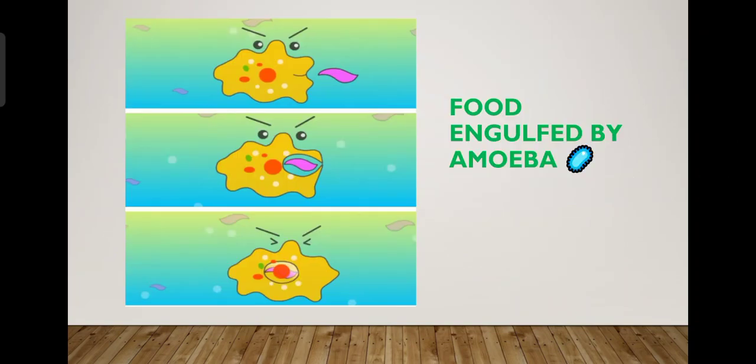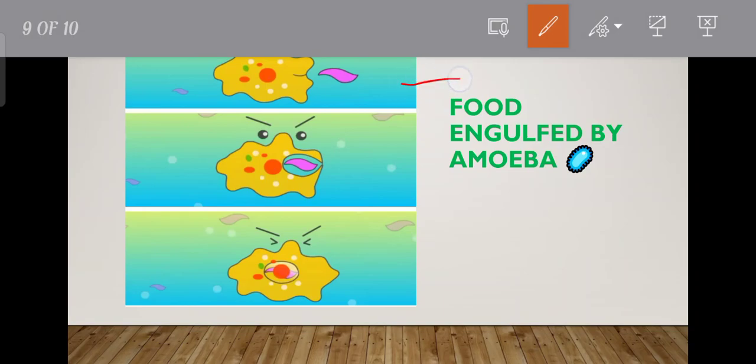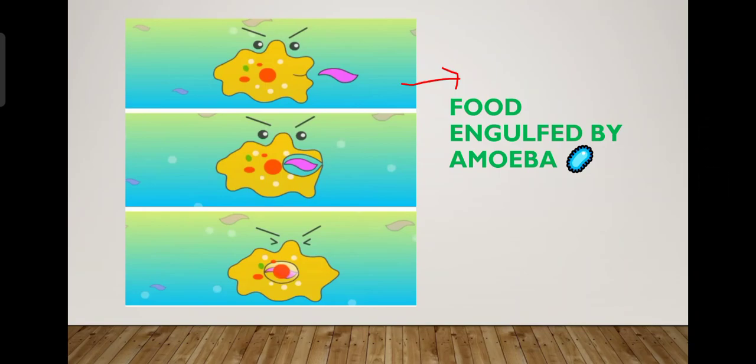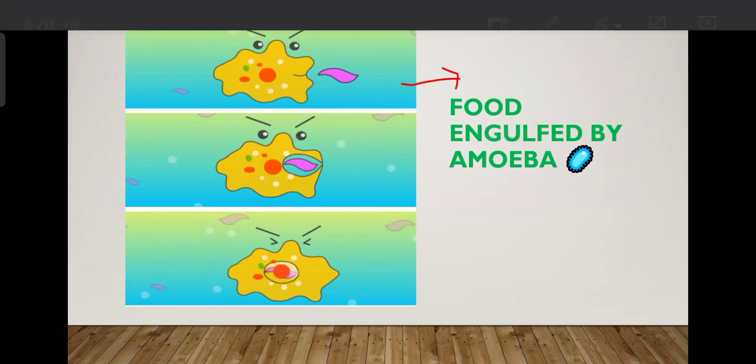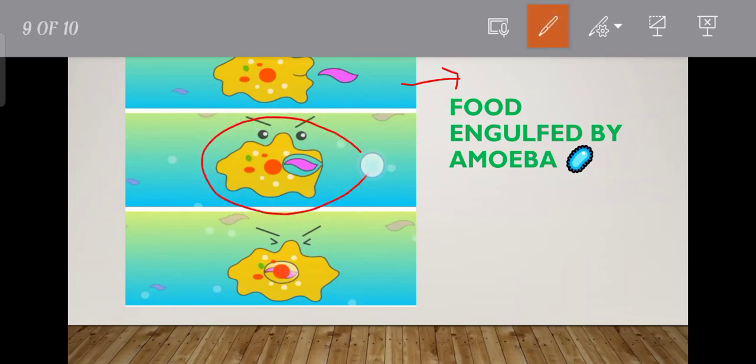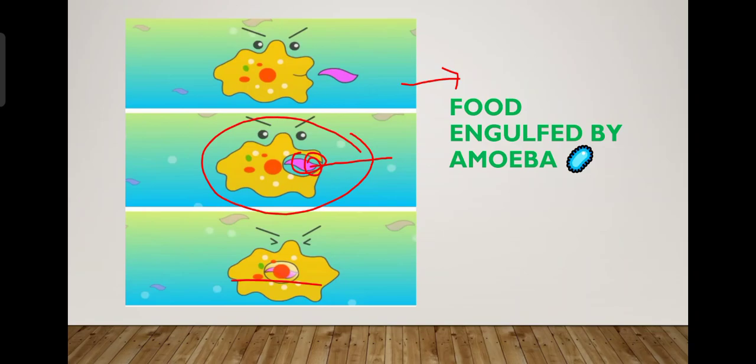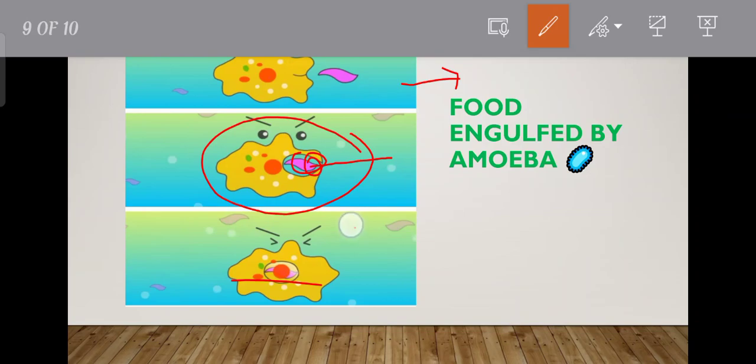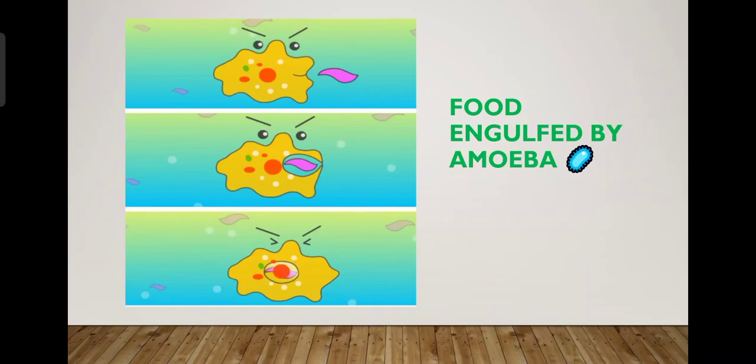Here you can see they ingest their food by the process of phagocytosis. They spread their pseudopodia around the food particles. This one is the food particle, and they spread their pseudopodia around it, and in the next step they engulf the food material. Here you can see them engulfing the food material. This is the whole process of the amoeba.